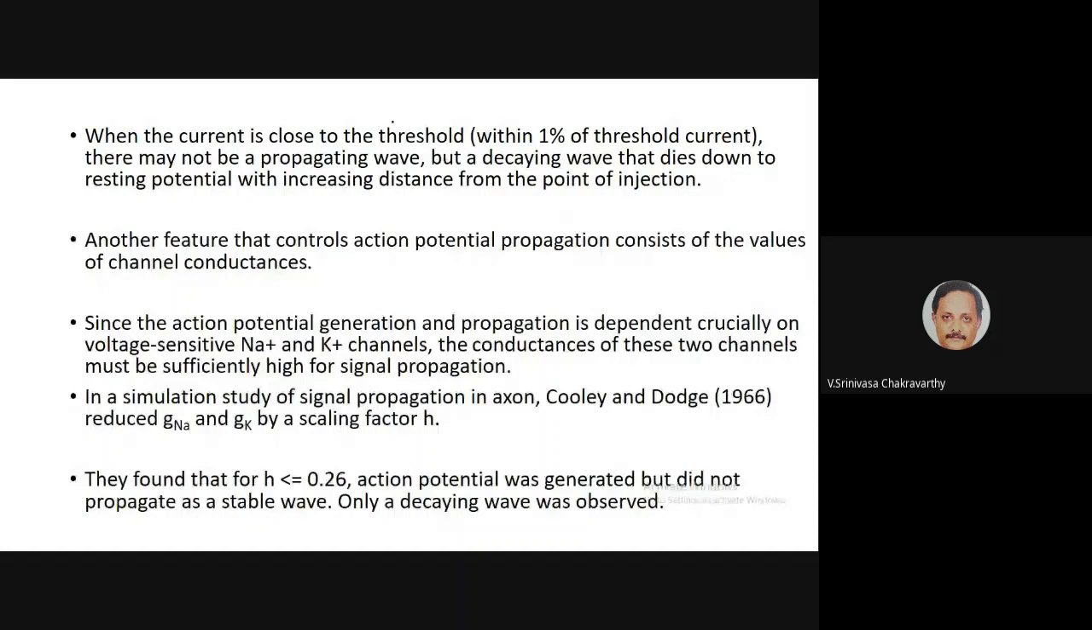Now, when the current is close to threshold but hasn't crossed it, say just 1% less than the threshold current, there may not be a propagating wave, but a decaying wave that dies down to the resting potential with increasing distance from the point of injection. So if this is the point of injection, and I give a current which is close to threshold but not yet at the threshold, very close, like 10%, 1%, then what will happen? It will produce something like that, and very quickly these waves die. You won't have a nice propagating wave which you normally expect in an axon.